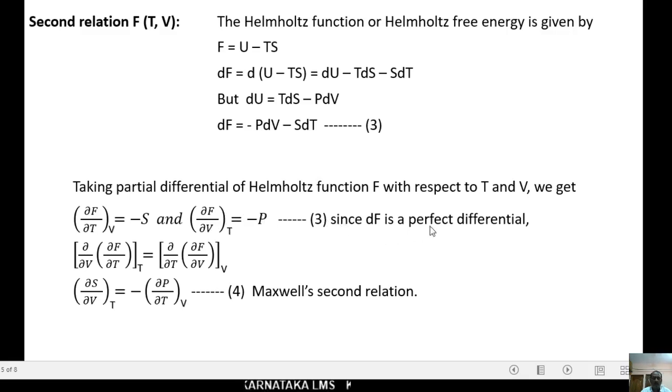Here, since dF is a perfect differential, you can differentiate this one, ∂F/∂T with respect to ∂V. This is equal to, you can differentiate ∂F/∂V with respect to ∂T. Here, by substituting these values, ∂F/∂T means minus S. Then you get ∂S/∂V. This is equal to, here ∂F/∂V means minus P.